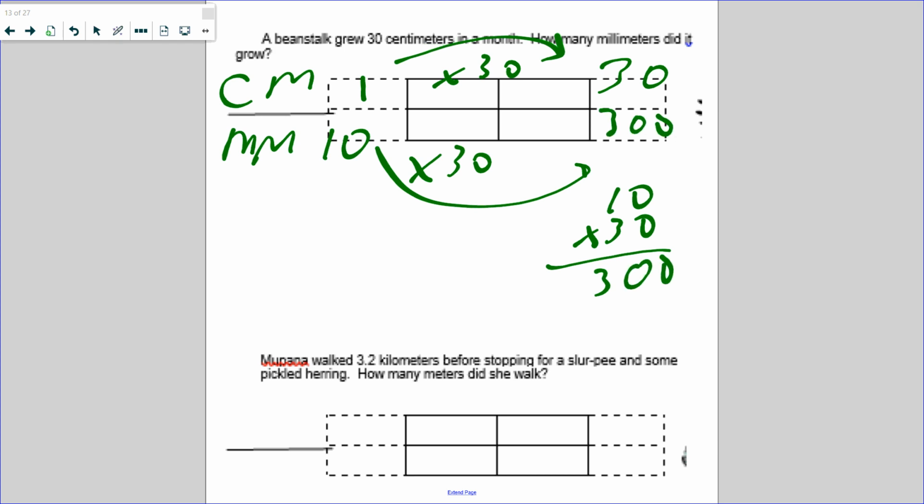Or you do an up and down relationship. 1 times 10 is 10. 30 times 10 is 300.